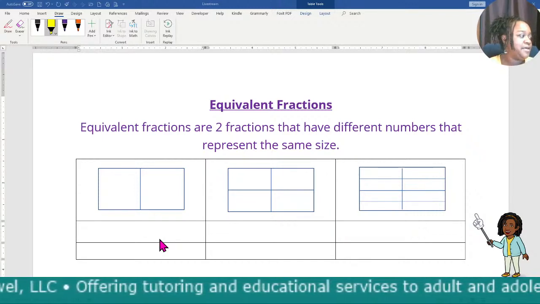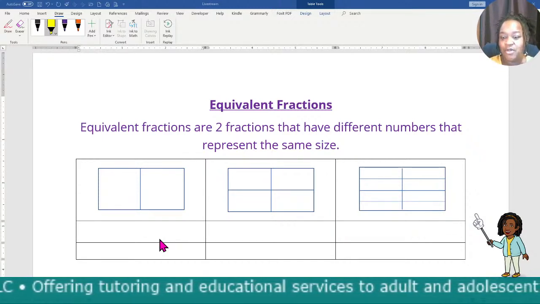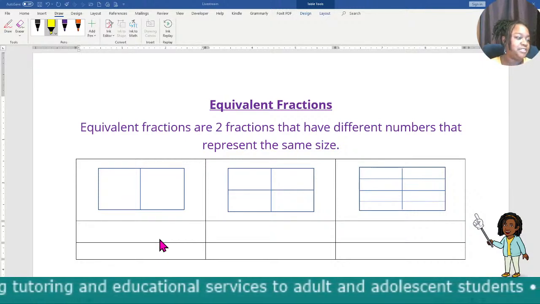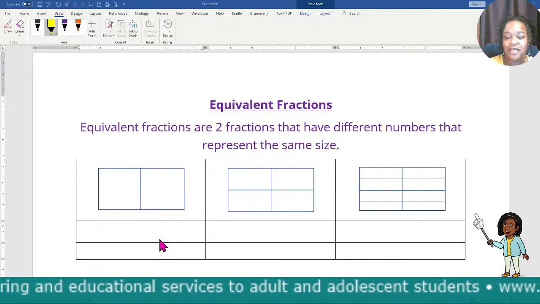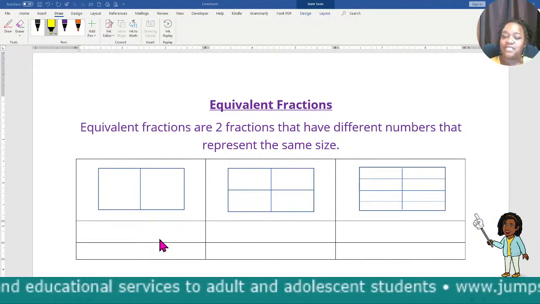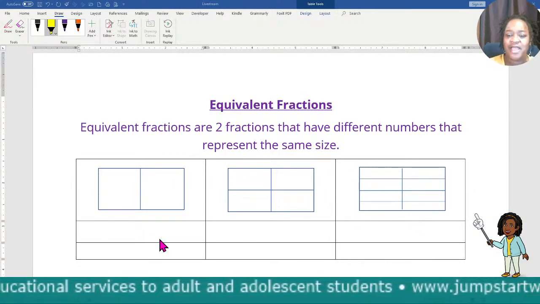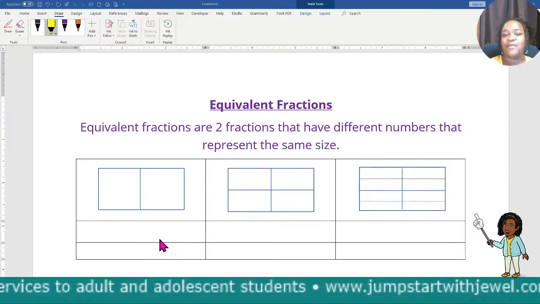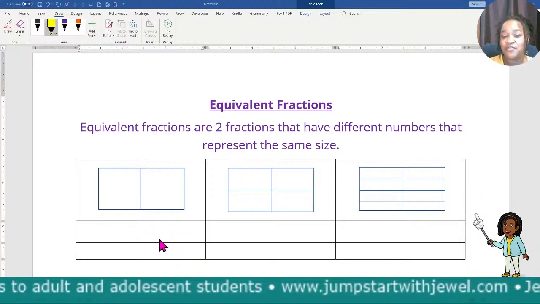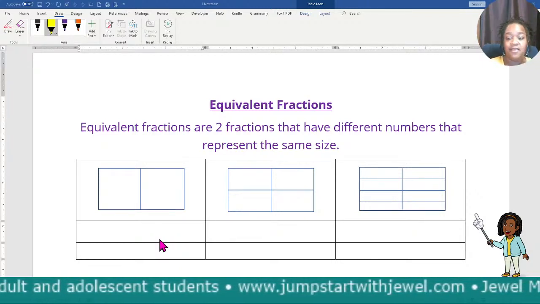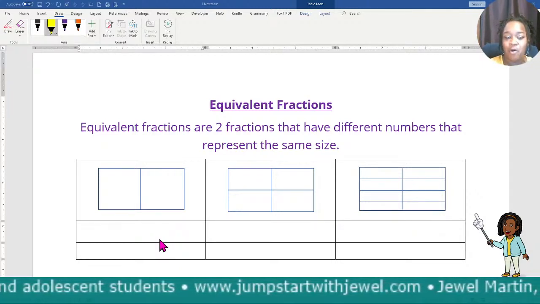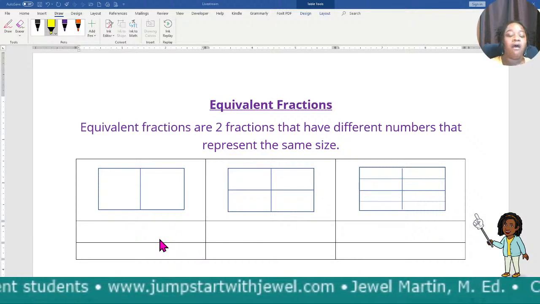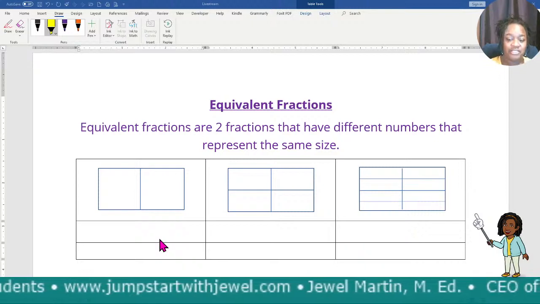So, for about the past week or so, we've been going over fractions. And like I said before, fractions can be a little challenging, especially if you're not that familiar with them. But once you get to understand how they work, once you get used to fractions, it is not that difficult at all. So one of the things I'll be discussing today is equivalent fractions.